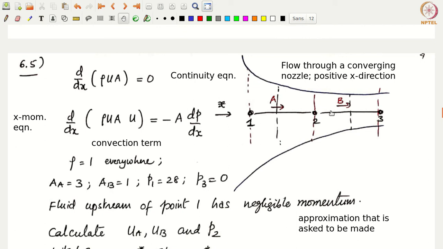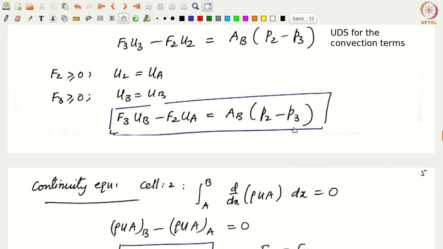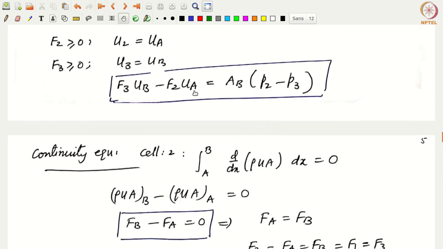In fact, the mass flow rate going through 2, 3 and 1 should also be the same, from the principle of conservation of mass. That means not only is FA equal to FB, you can also take F2 equals FA equals FB equals F1 equals F3, because this is conservation of mass. Even if you take F2 as a linear average of A and B, you will still get F2 equals FA equals FB. Now we can replace the F2, F3 that we have here with either FA or FB. So I can now write this as FB UB minus FA UA equals AB times P2 minus P3.